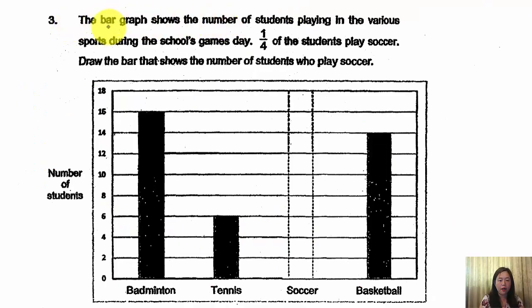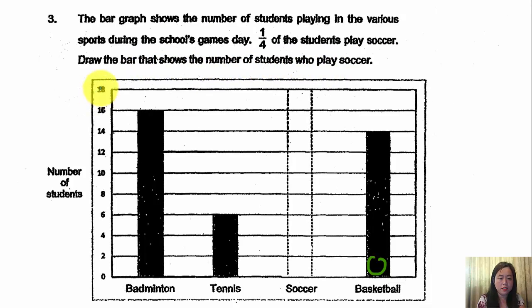Question 3. The bar graph shows the number of students playing in the various sports during the school sports day. 1/4 of the students played soccer. Draw the bar that shows the number of students who played soccer. Let's see what concept is being tested here. Number 1, we can see that the concept tested is your understanding of the bar graph and also your understanding of fraction of a set.